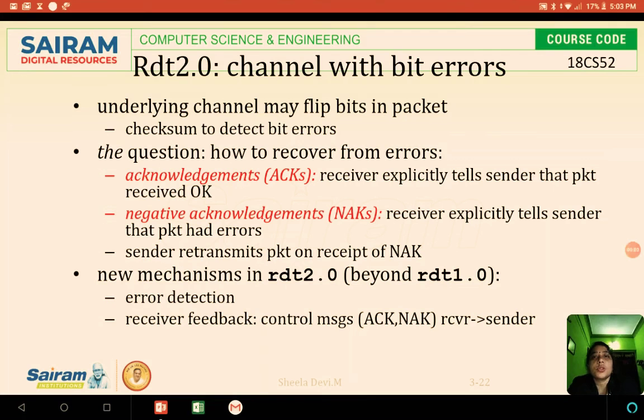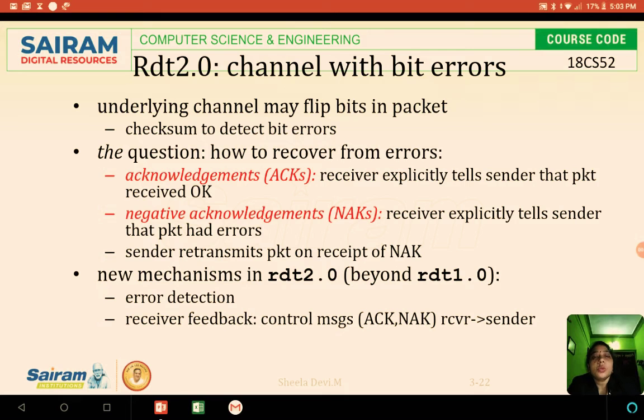Let's see the next protocol, that is RDT 2.0. In RDT 1.0 we said there would be no bit errors or loss. In that case, in RDT 1.0 the transport layer just gets the data, creates the packet, and delivers it to the underlying layer at the sender side. At the receiver side, the transport layer receives the packet, extracts the data, and delivers it to the application layer. This is what happened in RDT 1.0.